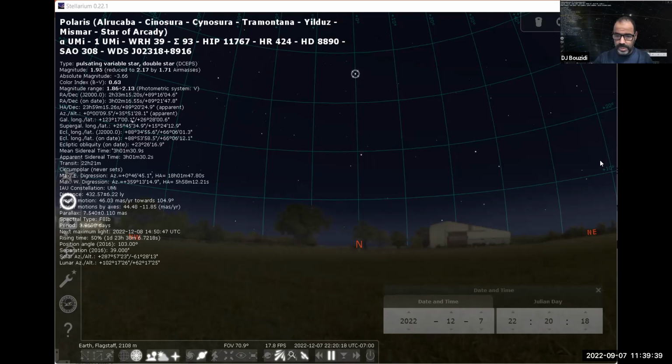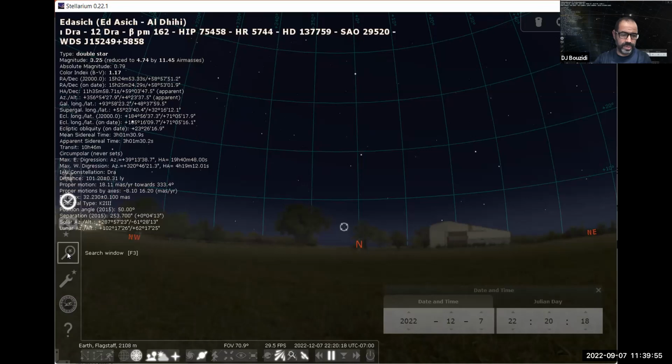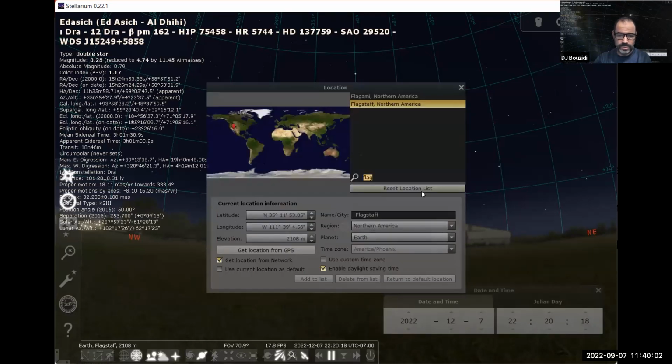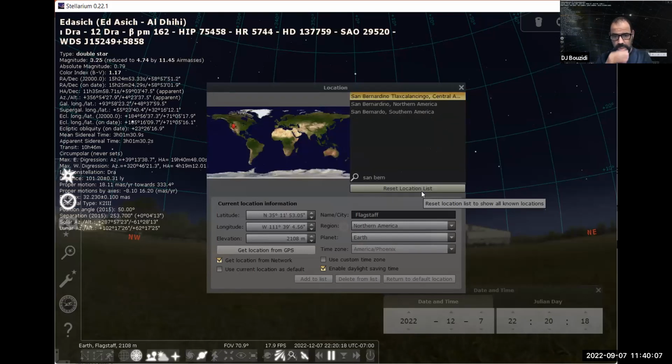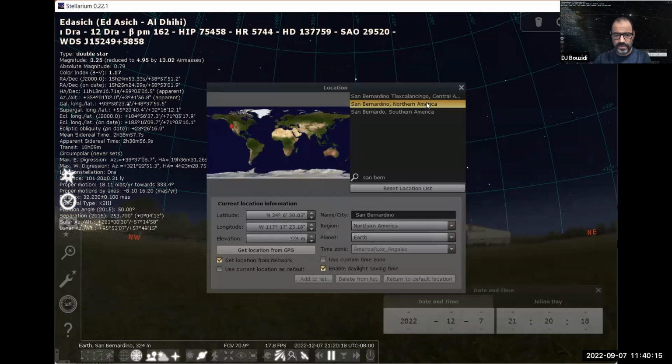So let me stop sharing this. It's not the brightest star, by the way. As I was saying earlier, Sirius, the one that I showed you earlier, I'm sorry, this is Flagstaff. That's another problem. So we probably have to find our location back again. So let's go back into our location, which is San Bernardino. And San Bernardino is giving, what is that in here? San Bernardino, North America. Yeah, that's at 34 degrees.